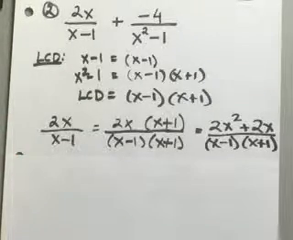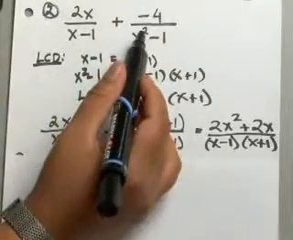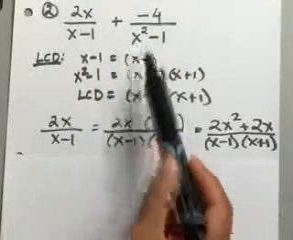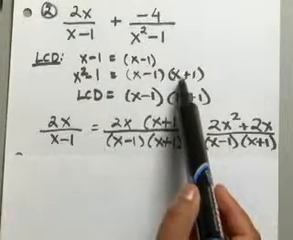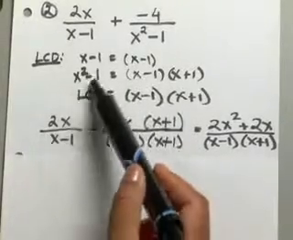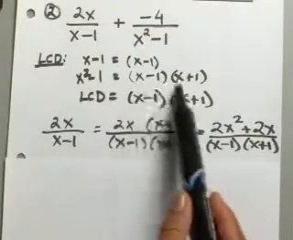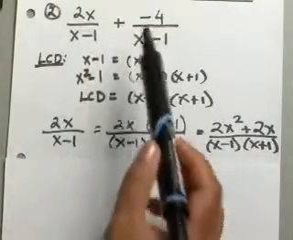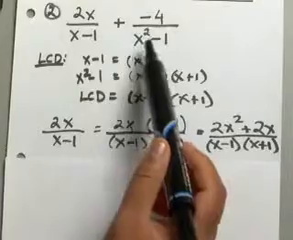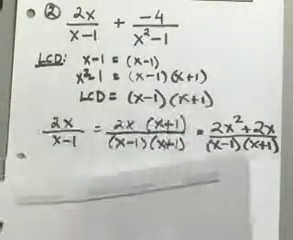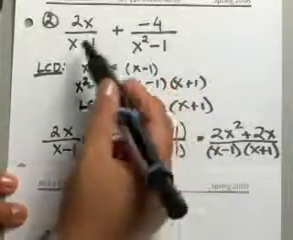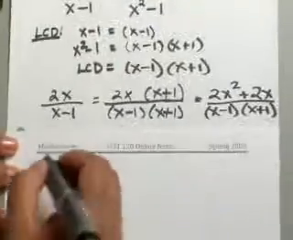Now if you look at your second expression here, negative 4 over x squared minus 1, when you factored out x squared minus 1, that factored into x minus 1 and x plus 1, which is the same thing as what your least common denominator is. So x squared minus 1 and your least common denominator are pretty much the exact same thing. That tells us I really don't need to change anything about my second expression and just leave it as it is.